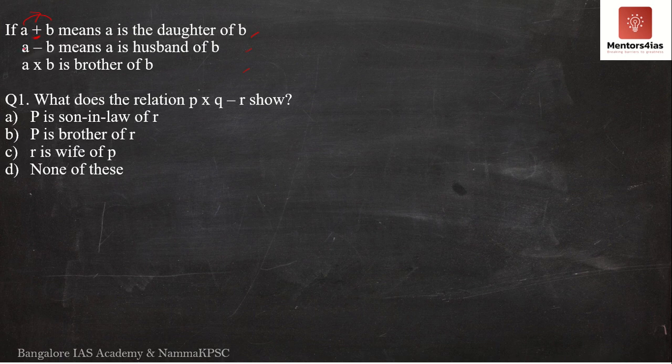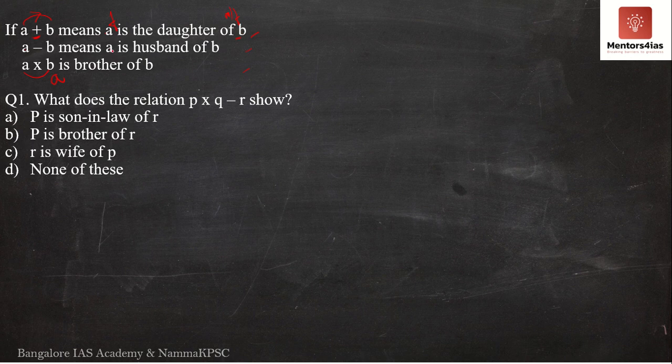Similarly, minus defines the relationship between A and B. A minus B means A is the husband of B. Similarly, A cross B means A is the brother of B. Here you should be able to understand: if the question says A is the daughter of B, then A's gender will be female. However, I cannot determine the gender of B. B could be the mother of A or B could be the father of A. I cannot arrive at the gender of B.